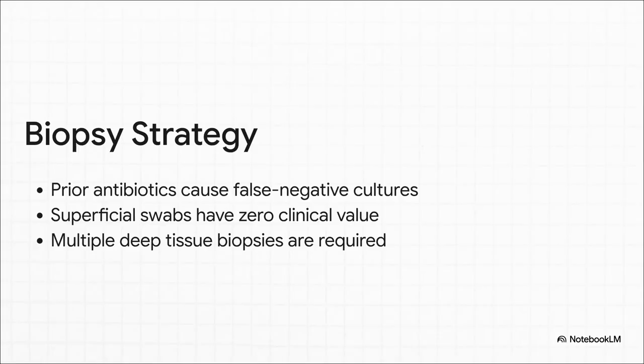This leads right into our biopsy strategy, and you've got to watch out for some major pitfalls here. If your patient is already on antibiotics, it suppresses the bacterial load, which gives you false negative tissue cultures. And I really can't stress this enough. Superficial swabs are practically useless. They literally only pick up everyday skin bacteria, not the deep pathogen causing the real damage. To get it right, you strictly need multiple, independent deep tissue or bone biopsies.